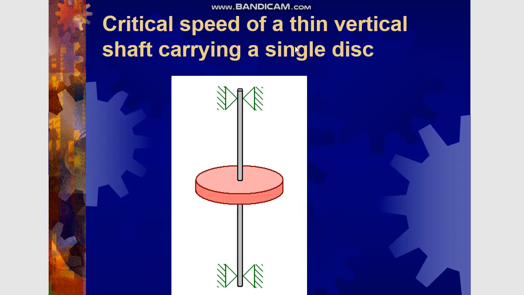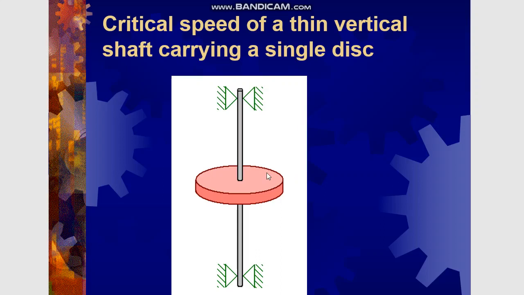Hello viewers, in today's lecture we'll be discussing the critical speed of a thin vertical shaft carrying a single disc. Now in this discussion we'll be assuming the shaft to be massless. We are going to mount it vertically so that there is no influence of movements due to gravity, and we assume that the entire mass of this shaft and disc system is concentrated on the disc itself.